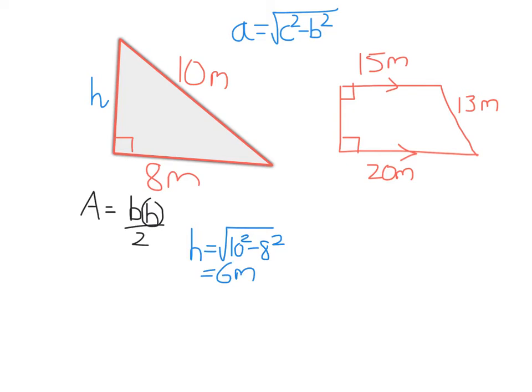Now that I've found that, the area is just going to be base times perpendicular height divided by 2. And of course that here will give me 24 meters squared.